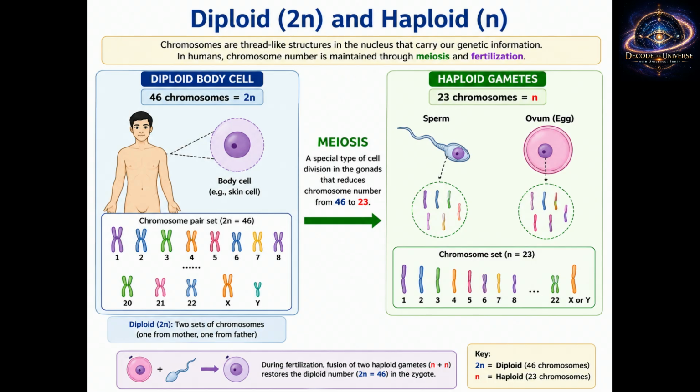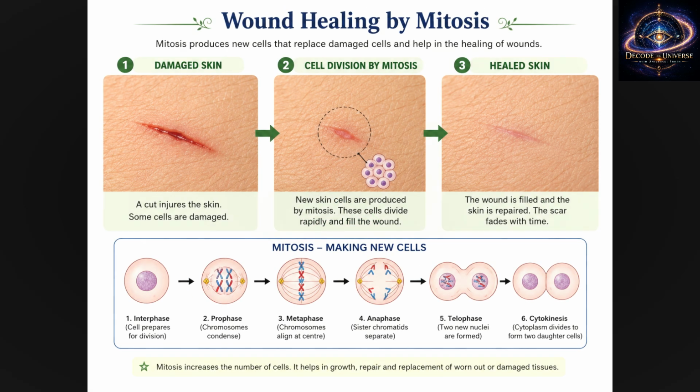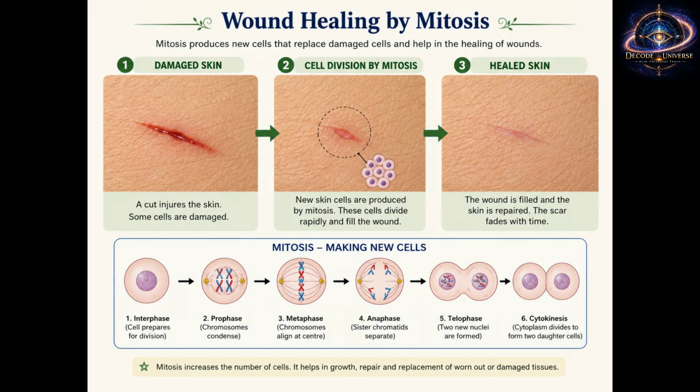3. What is G0 phase? G0 phase is the inactive or quiescent stage of the cell cycle. Cells remain metabolically active but do not divide unless required. 4. Why is mitosis called equational division? Mitosis is called equational division because daughter cells receive the same chromosome number as the parent cell.